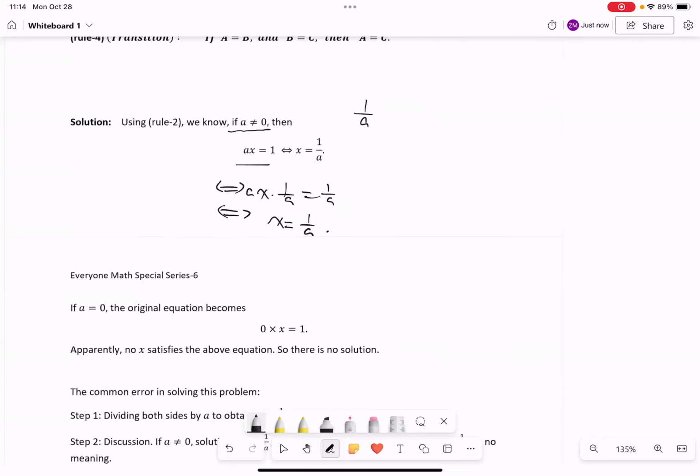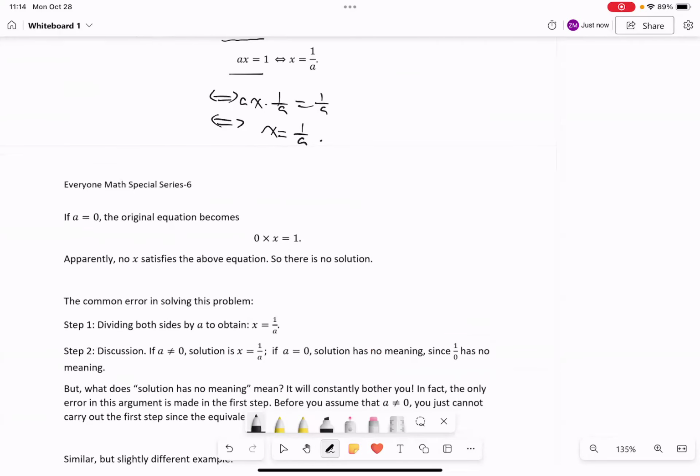On the other hand, if a is equal to 0, the original equation becomes 0 times x equal to 1. In this equation, you can see that whatever you put in for x, 0 times x is always equal to 0, and can never equal 1. Therefore, no x satisfies the above equation, and there is no solution to the original equation. So that's it. For a equal to 0, no solution. For a not 0, x is 1 over a.